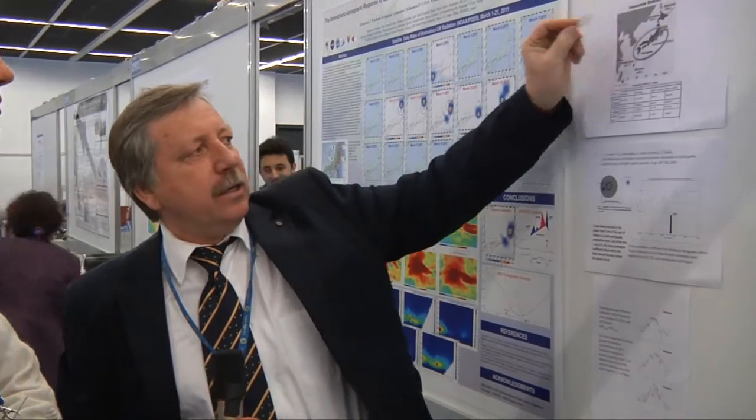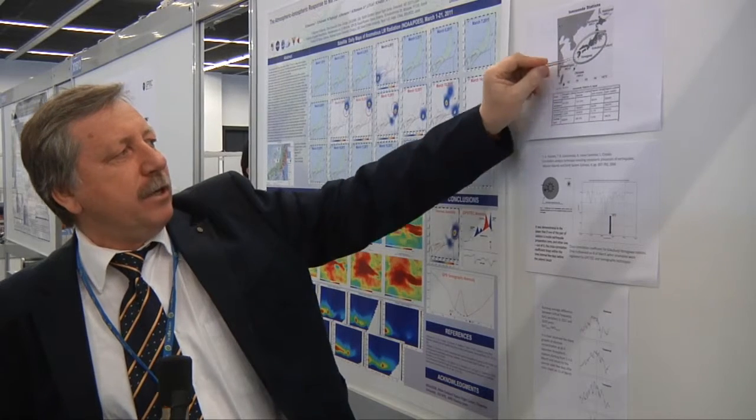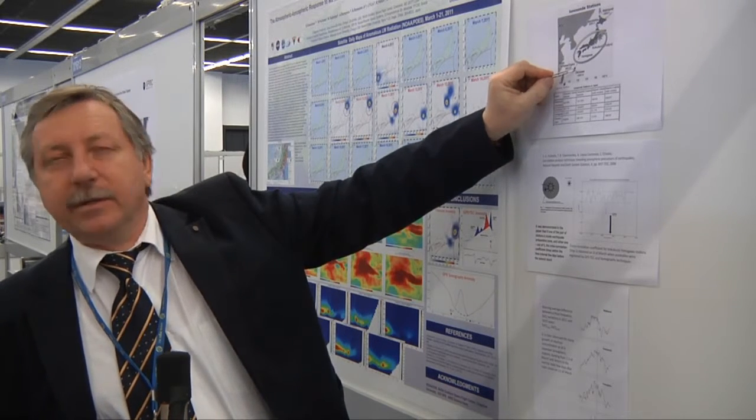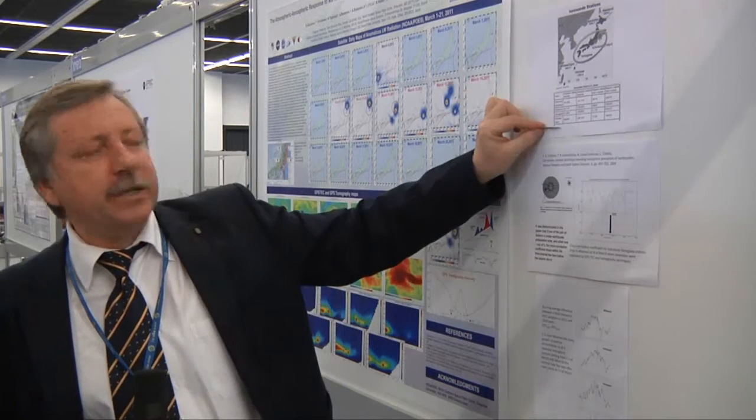And every country has its own network of ionosondes. Here in Japan, we have 4 ionospheric stations: Wakkanai, Kokubunji, which is in Tokyo, Yamagawa, and Okinawa. Here you have their coordinates.